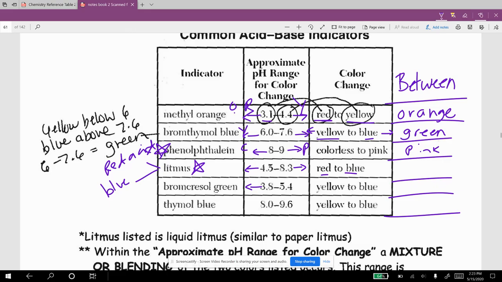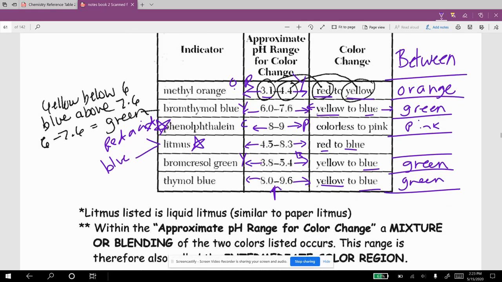Bromocresol green, any number below 3.8 would be yellow. Any number above 5.4 goes with blue. And then between 3.8 and 5.4, yellow and blue mixed together make green, or between yellow and blue on the rainbow. Anything below 8, yellow. Anything above 9.6, blue. Anything between yellow and blue makes green. All right? Not too bad.